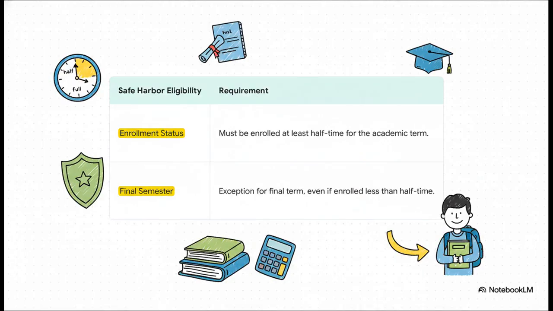Well, the number one thing, the key to the whole thing, is enrollment status. To qualify, a student must be enrolled at least half-time for that specific academic term. Now, the procedure also has a really common sense exception built in for a student's final semester. It lets them qualify even if they're taking just a few credits to finish up their degree.